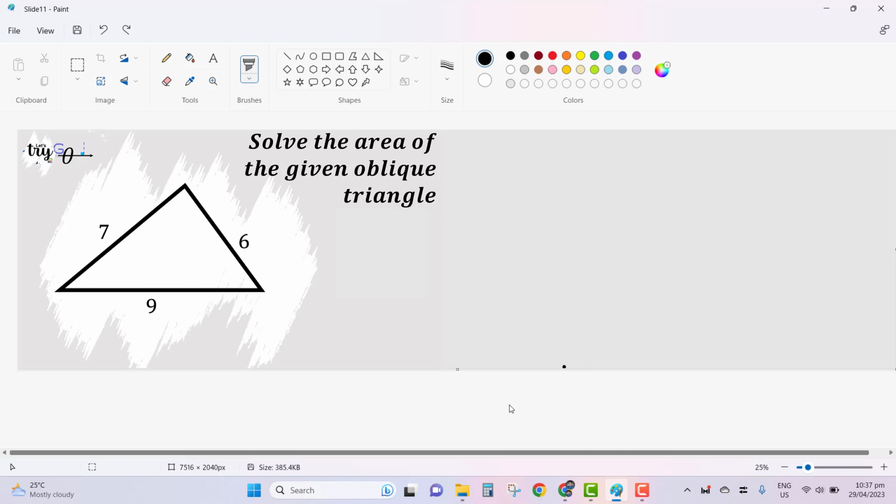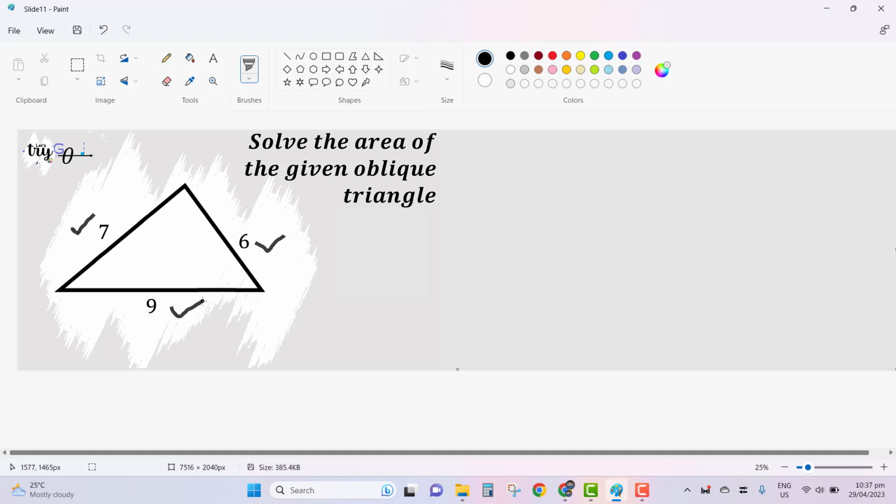Hello there! We are going to solve for the area of this given oblique triangle. Notice that for this oblique triangle here, all side measurements are given. We have here 7, we have 6 units and 9 units. In solving the area of a given oblique triangle, we need to identify the given measurements first.